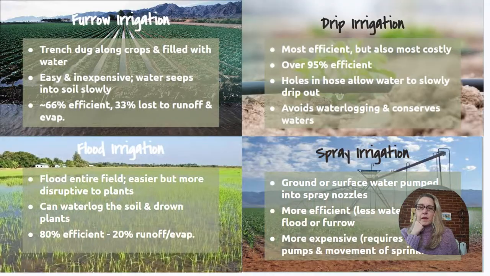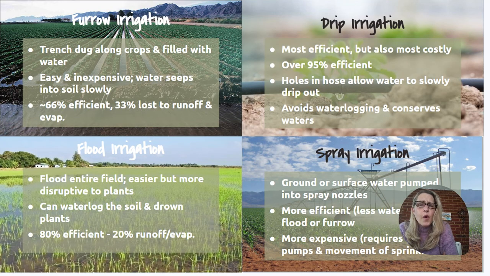Okay. Alrighty, so main types of irrigation. You will see from reading your book that there's a bunch of them. Furrow irrigation, flood irrigation, drip irrigation, and spray irrigation. What do you need to know? You need to know how each of them work, generally speaking, and also, more importantly, which ones are the most efficient and which ones are the least efficient. Furrow irrigation and flood irrigation are definitely in the least efficient categories.